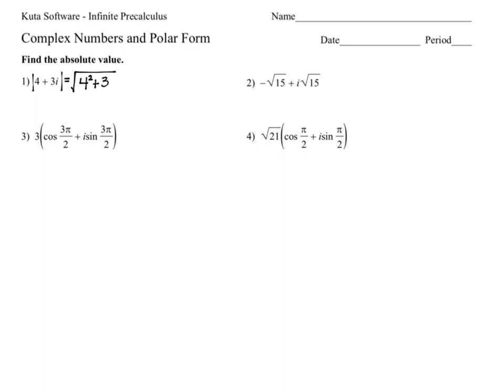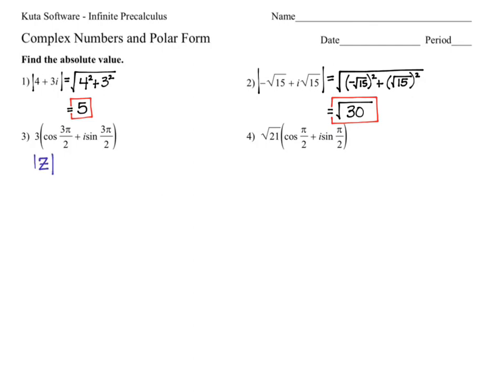For problem number 1, we're trying to find the modulus, meaning the absolute value, also known as the r. So we do the square root of a squared plus b squared, which gives us 5. We do the same process for problem number 2, and we take the square root of the a squared plus b squared. And we end up with the square root of 30, and we don't need to write the decimal, just leave it in that format.